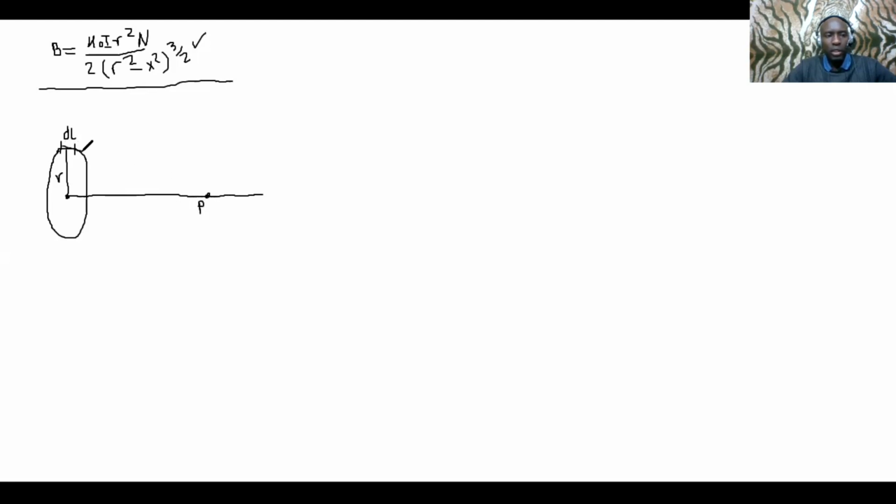And the line joining the small length to point P, we draw a straight line, like that. The distance from the center of the circular coil to point P, we call it x, and the distance from the small length to point P along this line here, we call it a.